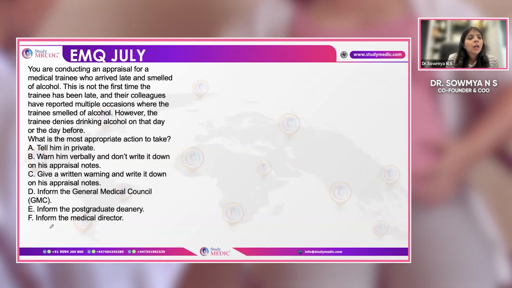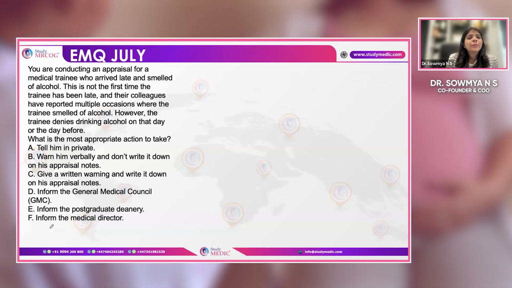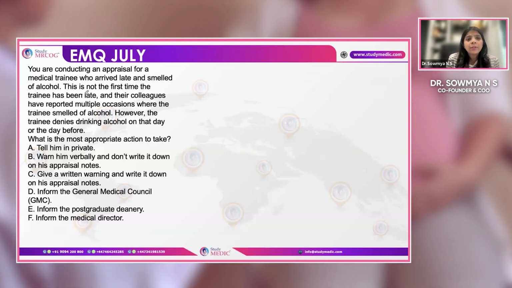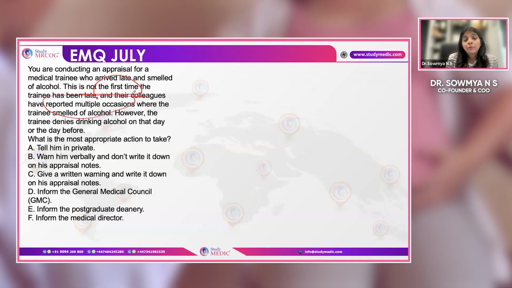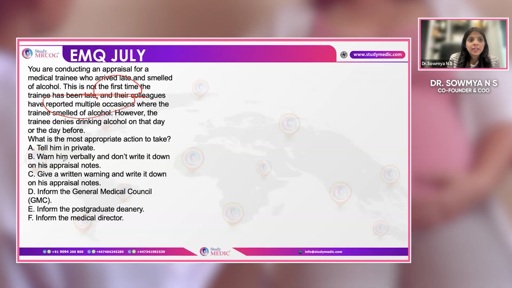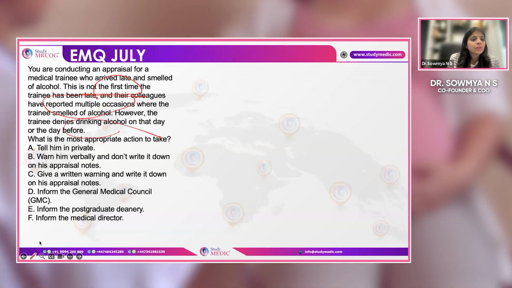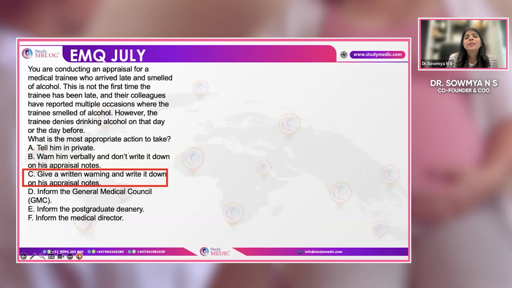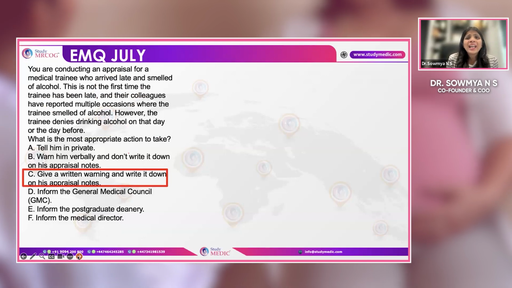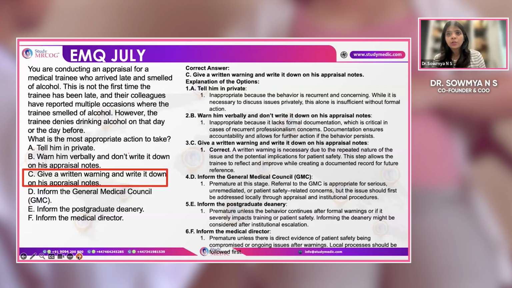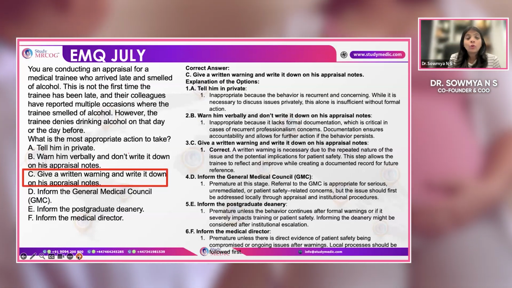Okay, guys, that's important. You are conducting an appraisal for a medical trainee who arrived late and smelled of alcohol. This is not the first time the trainee has been late, and their colleagues have reported multiple occasions where the trainee smelled of alcohol. It's not one time, it's multiple times. However, the trainee denies drinking alcohol on that day or the day before. Most appropriate action? One time, you can speak to him directly, but when it is not a one-off, you are going to give a written warning and write it down in his appraisal notes. Ideally, as a co-colleague, if you are a co-trainee, you are going to write a letter to the educational supervisor because patient safety is at stake. Hope this is clear.